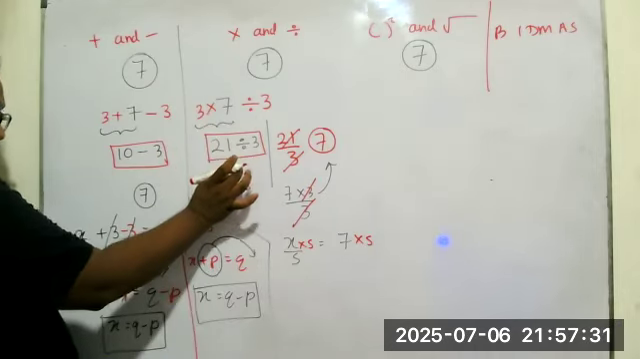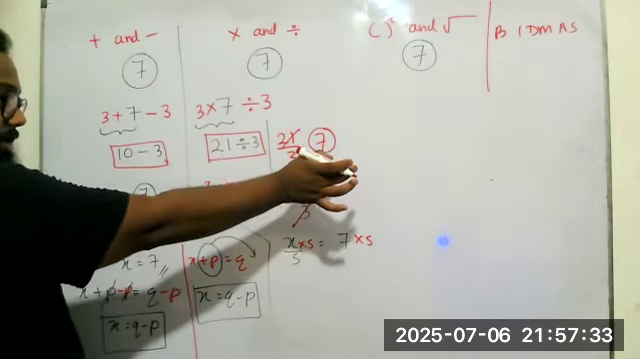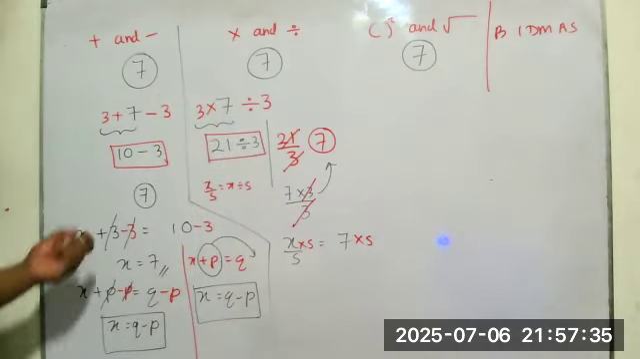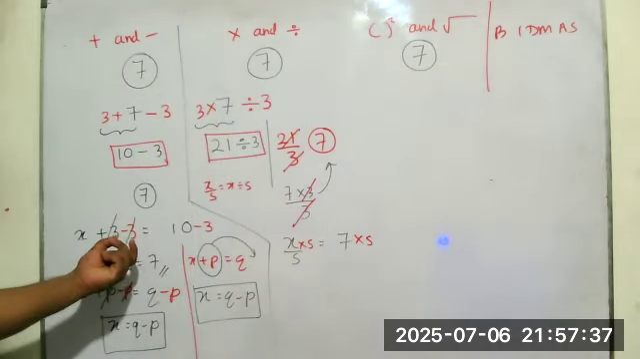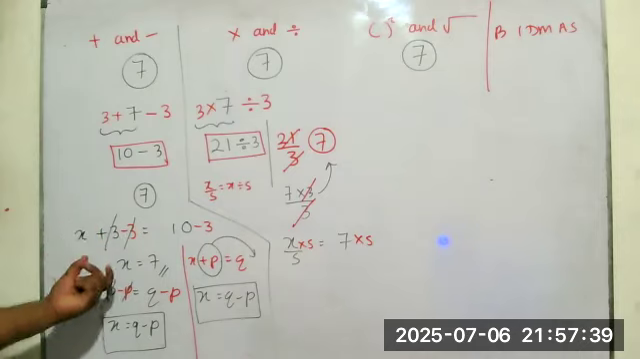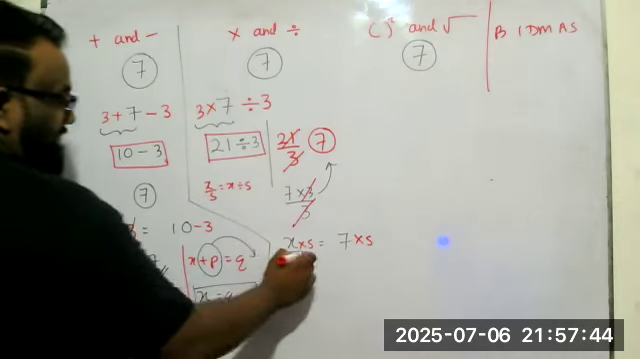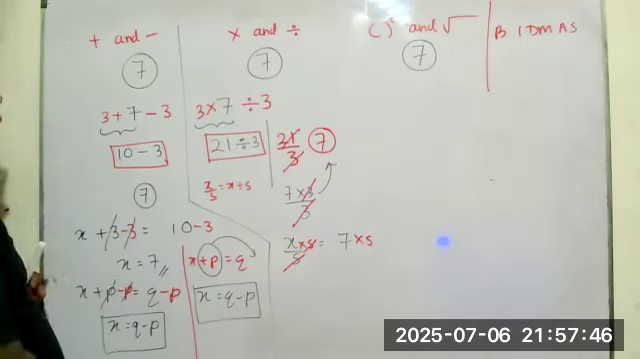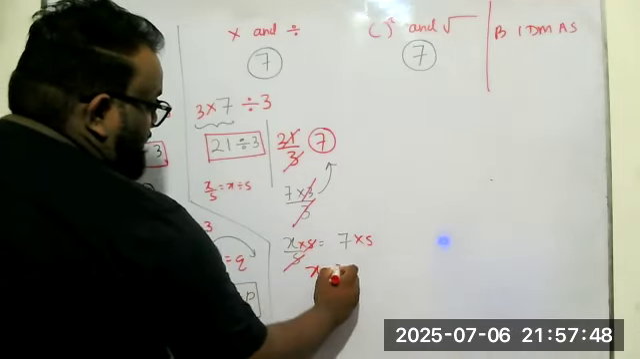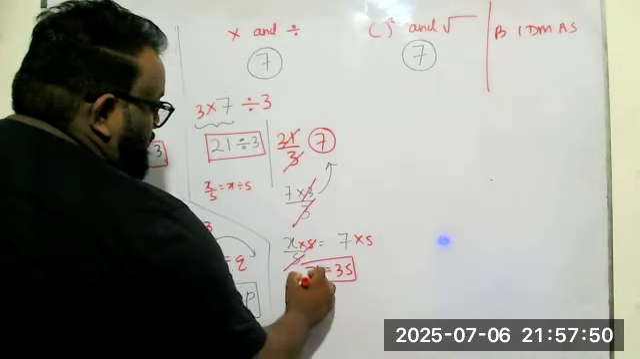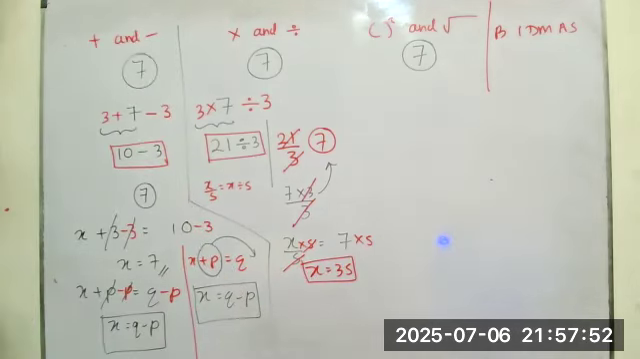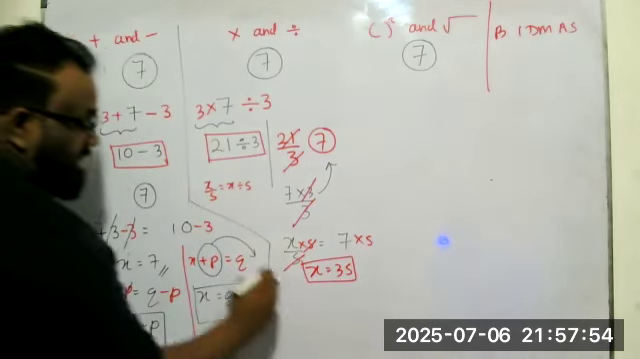Apply the same theory. If there is division, I should apply the opposite, multiplication. If there is addition, I should apply the opposite, subtraction. But whatever I do to this particular side, I will do to the other side as well. 5 and 5 cancel off, right? Where x is now equal to 35. Correct or wrong? Correct.